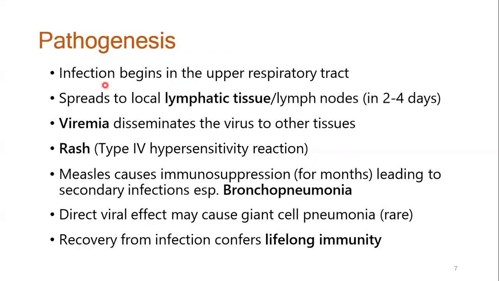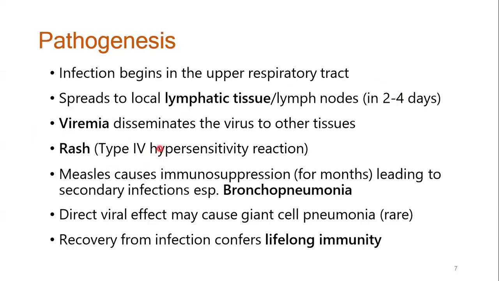So pathogenesis. Infection begins at the upper respiratory tract. As I said, someone coughs at you, you inhale the respiratory droplets. After inhaling, in the upper respiratory tract, this is the nose going to the trachea, it spreads to local lymphatic tissue, the lymph nodes found within the upper respiratory tract. Viremia disseminates the virus to other tissues. Viremia means that the virus has crossed over and got into the blood. When the virus gets into blood, it now goes to other tissues. We get a rash, okay?